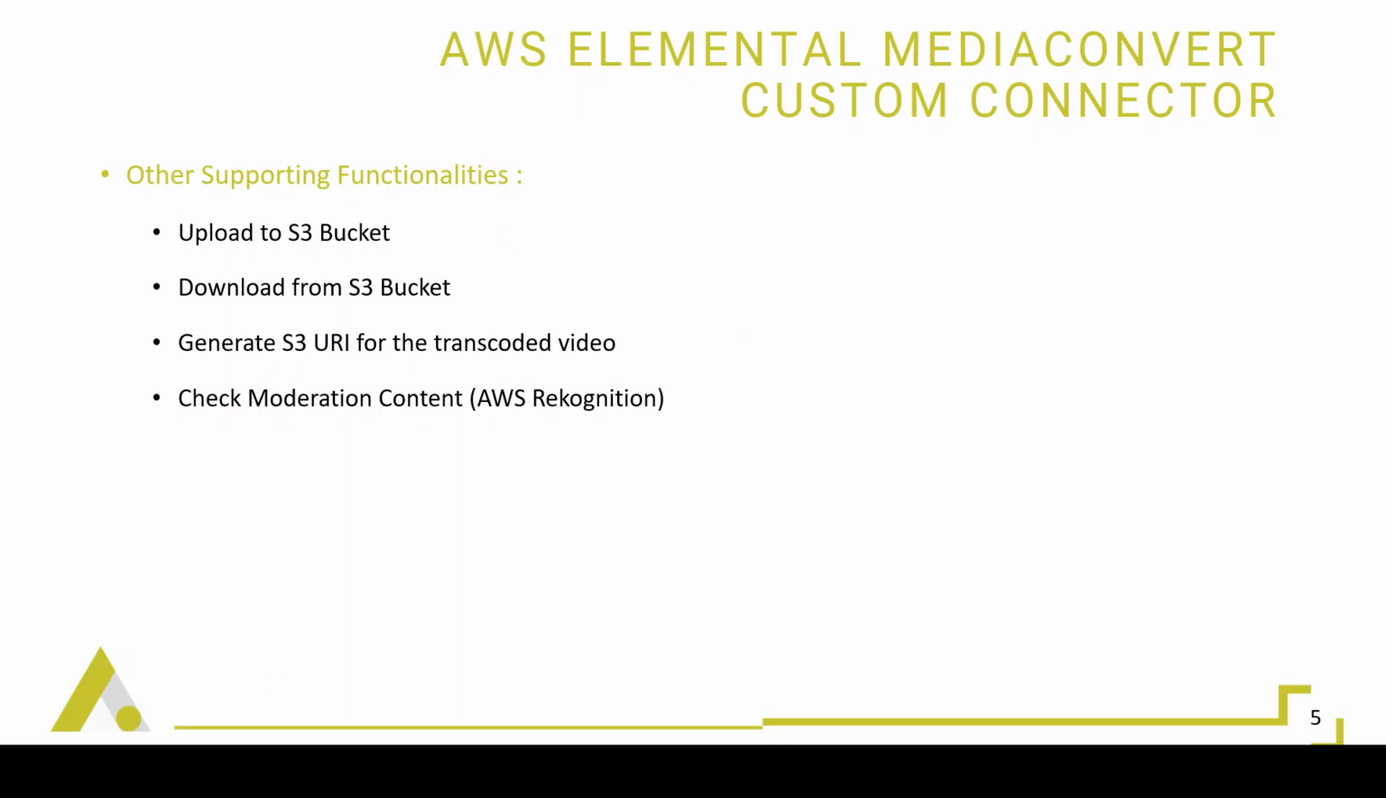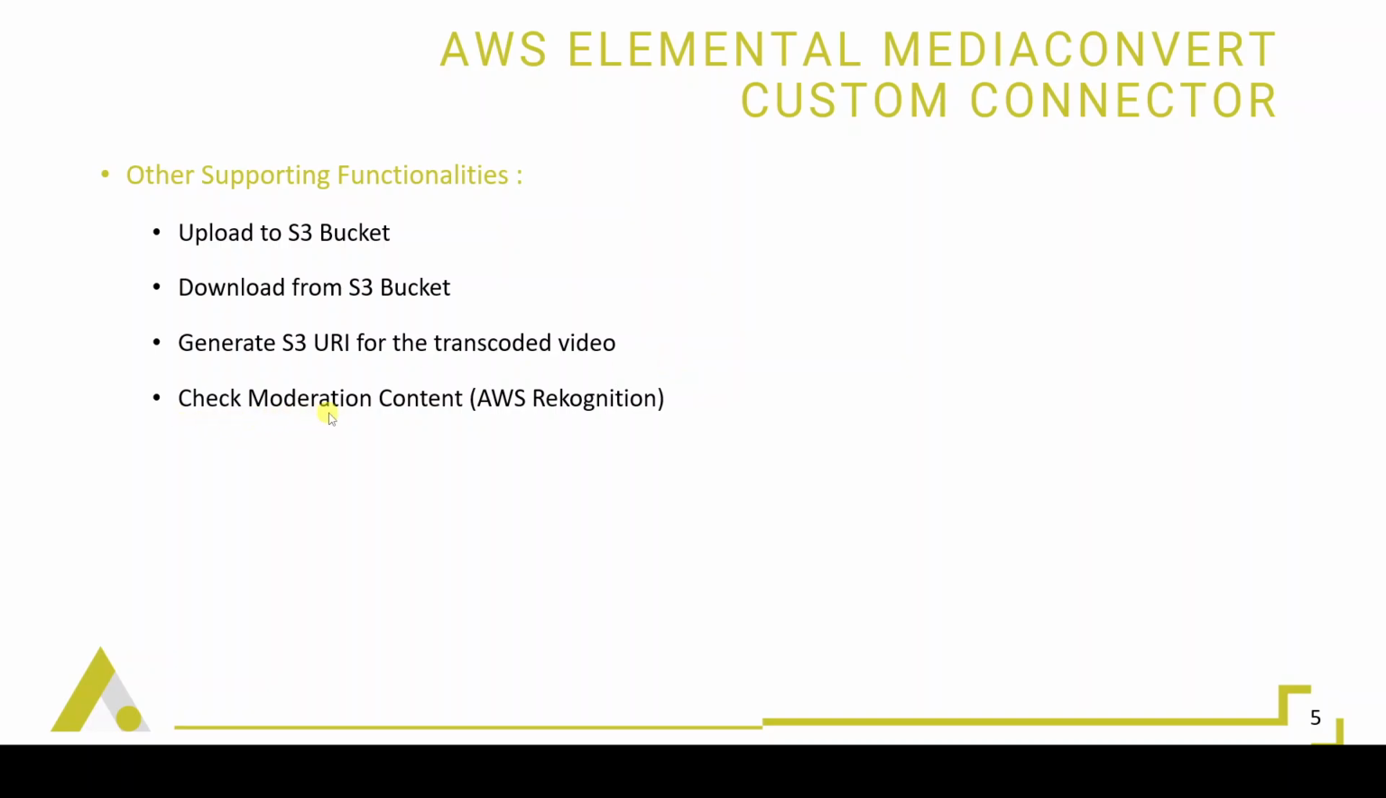So basically, if you want to upload a video, audio, or an SRT file into an S3 bucket for the jobs to be happening properly, we will be having this upload to S3 bucket, download from S3 bucket, and when a transcoding job is completed properly, we can generate an S3 URI that's a pre-signed URL for the transcoded video output so that we can access it using a proper HTTPS URL.